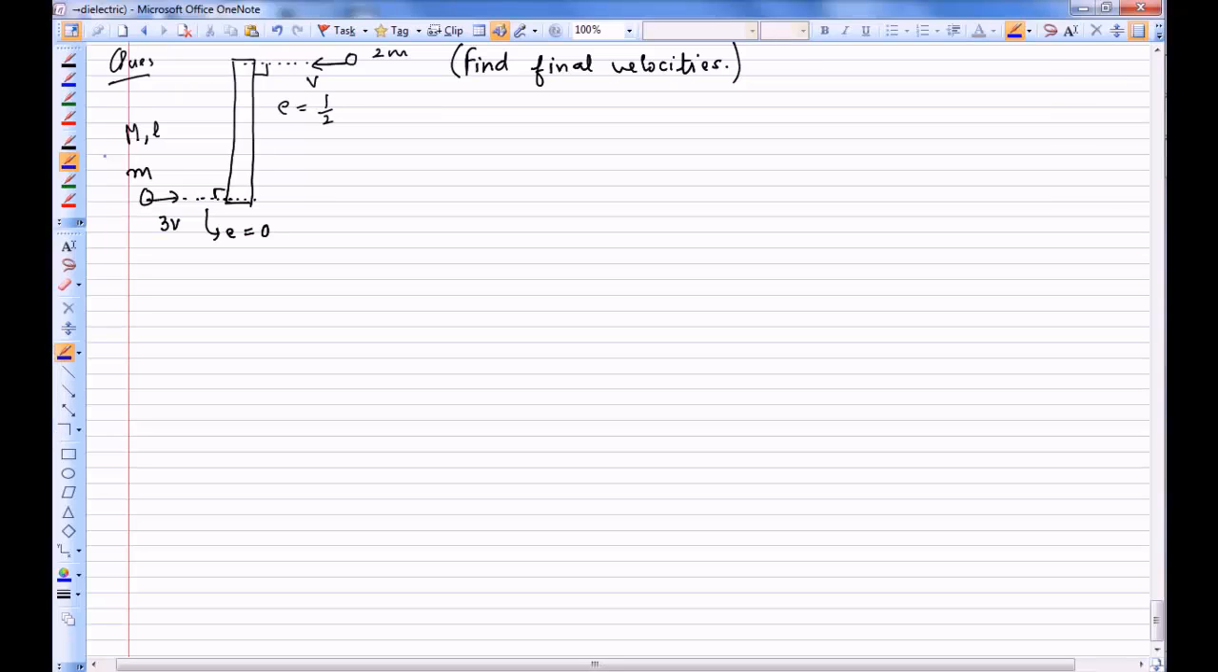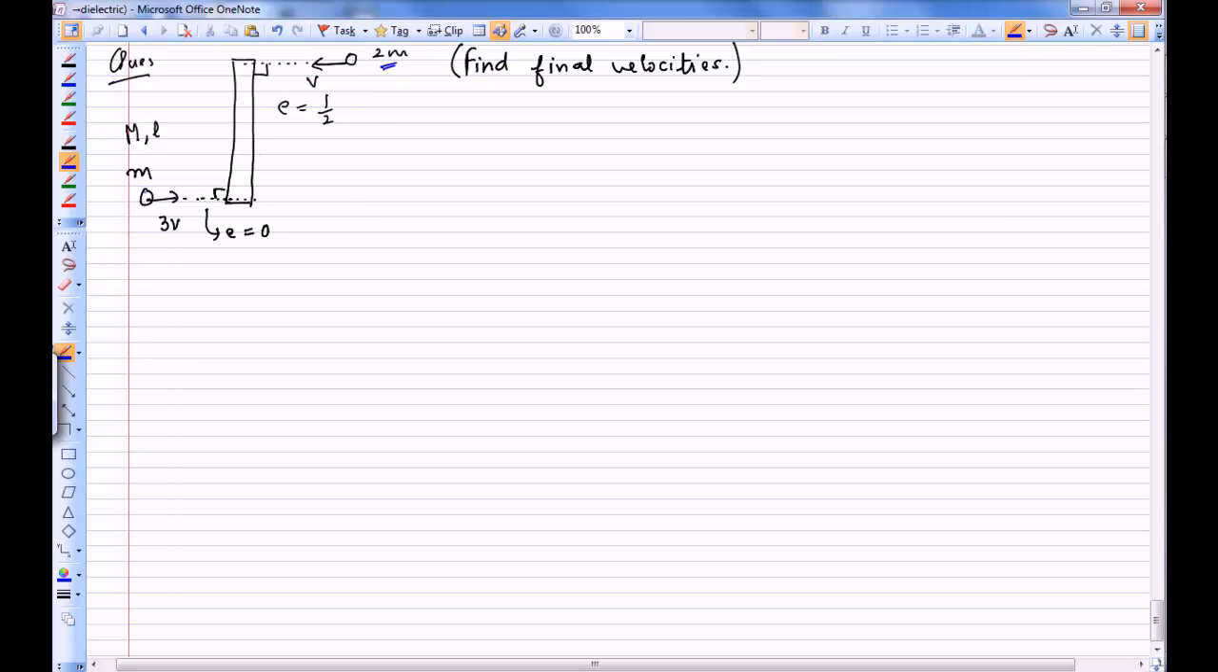So suppose you have a question. There is a rod of mass m and length L which is free to move on a table, and a particle of mass 2m comes and hits the upper end of the rod at an angle of 90 degrees with the rod. Coefficient of restitution between 2m and the rod is given to be half.